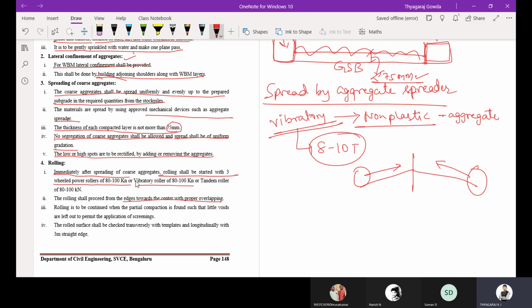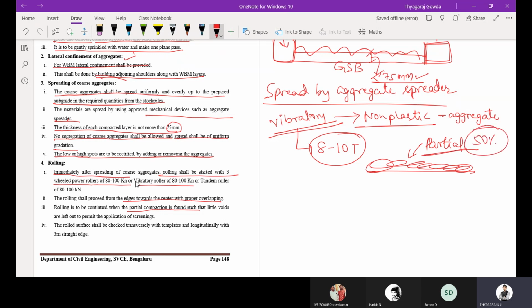Then rolling is to be continued until partial compaction is found. You are going to roll the aggregate surface such that partial compaction is done, not the full compaction. 100% compaction we are not expecting. Only 50% compaction is expected. Why? Because we are going to add screening material and binding material also. That is, 50% of the compaction you are going to give. That is partial compaction will be given to the aggregates.